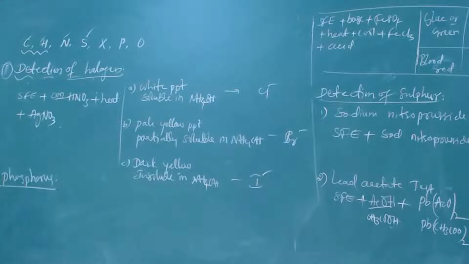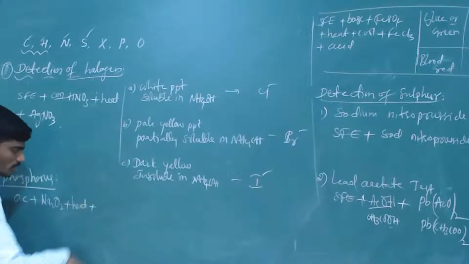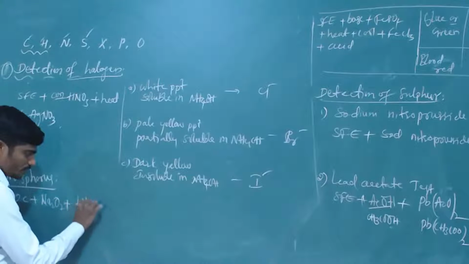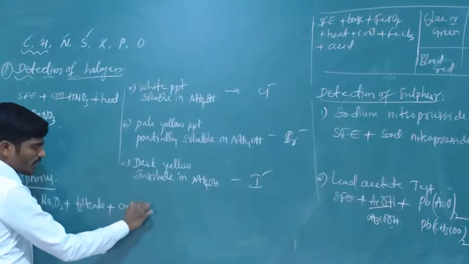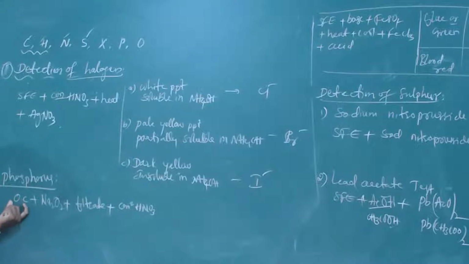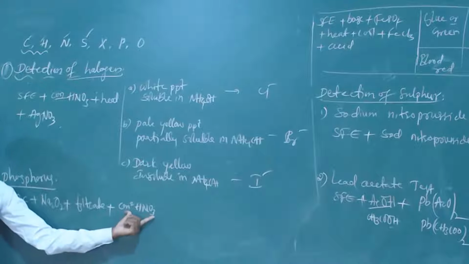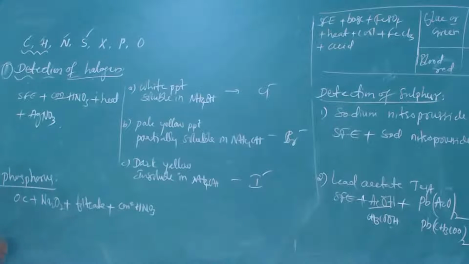First, the organic compound is oxidized with sodium peroxide, which gives some precipitate that is filtered. To this filtrate, concentrated HNO3 is added and heated.